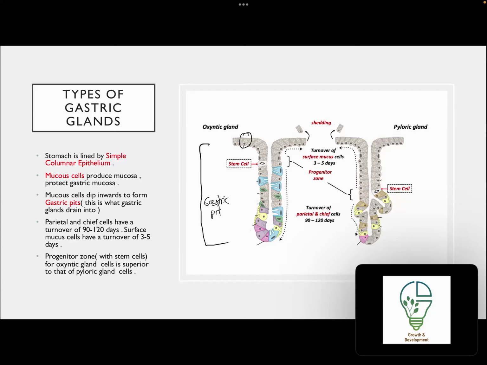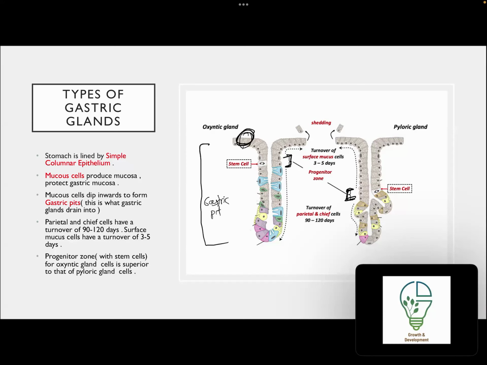And these gastric pits have the different types of cells. So we have parietal and chief cells, which we talked about earlier in the table. They have a turnover of 90 to 120 days. And the surface mucus cells have a turnover of 3 to 5 days, which means these cells right here are replaced every 3 to 5 days, but the other cells, the specialized cells, are replaced every 3 to 4 months, which is 90 to 120 days. We also have a progenitor zone, which is indicated over here and over here.